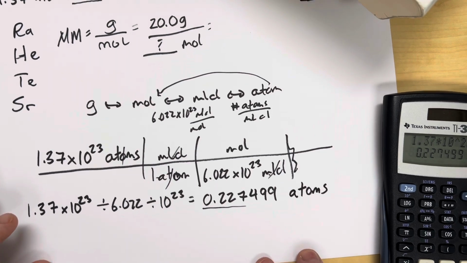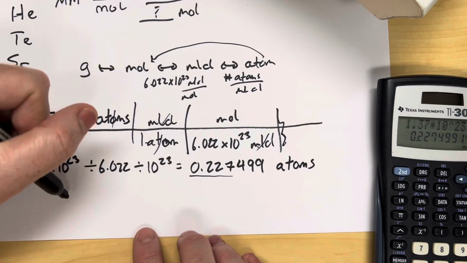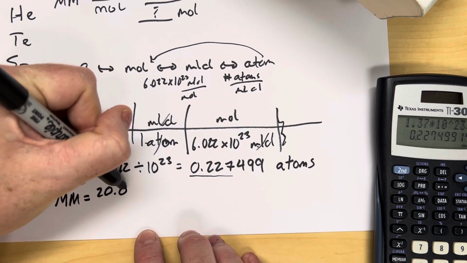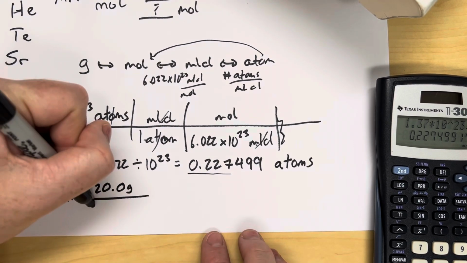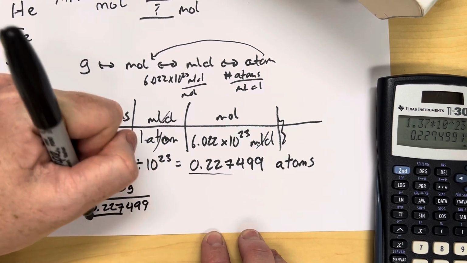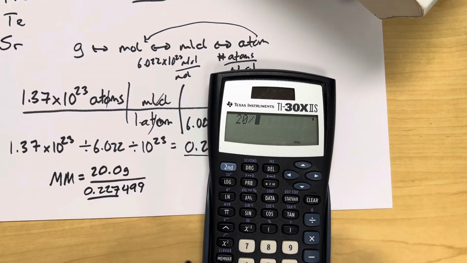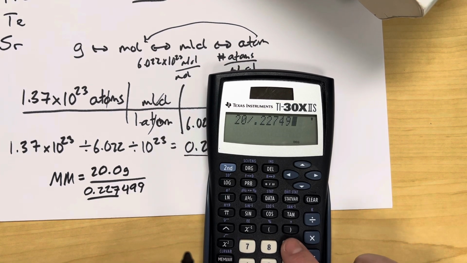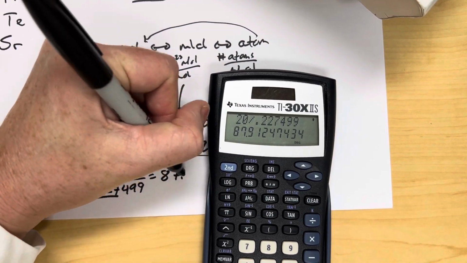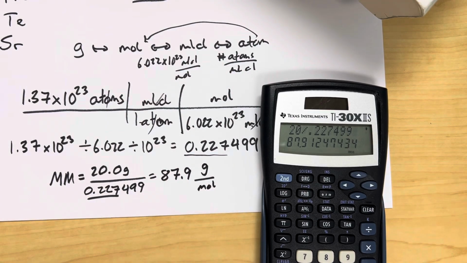To remind you again, to get the molar mass, we take grams and divide it by the moles. So molar mass is going to be 20.0 grams divided by the answer we just got, 0.227499 with 3 sig figs. And I get an answer of 87.9 grams per mole.